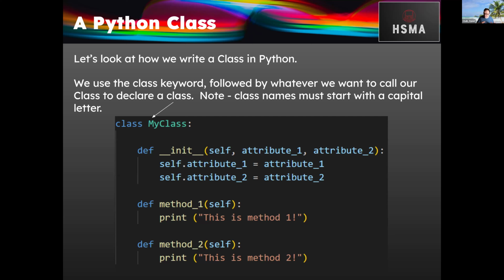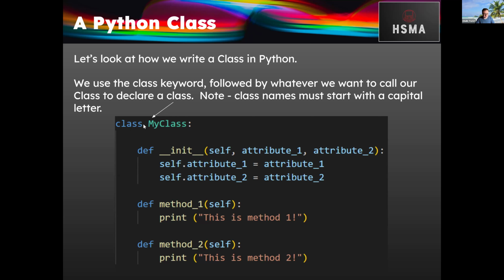So let's see how we would do all this in Python. This is how we write a class in Python. This is what a class structure looks like. We use the class keyword. This is one of these reserved keywords that you can't call something else. You can't call a variable class because that word is reserved for classes.